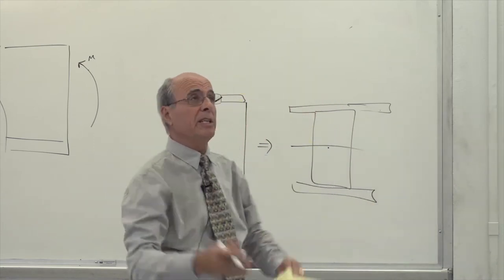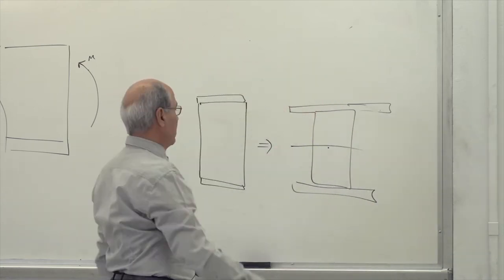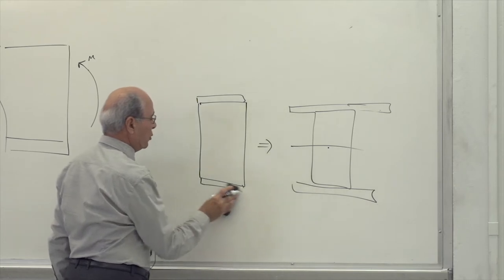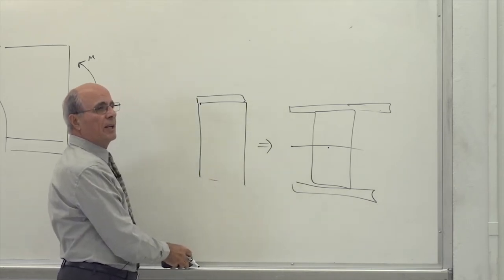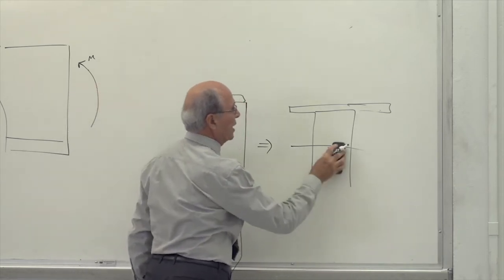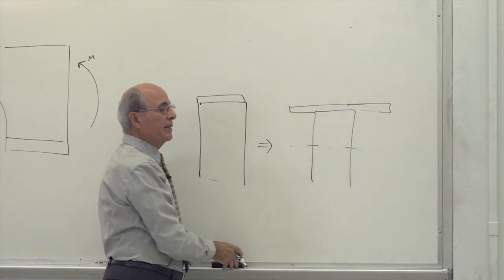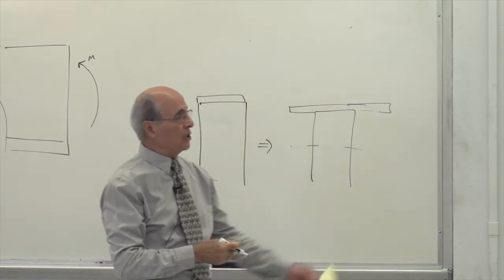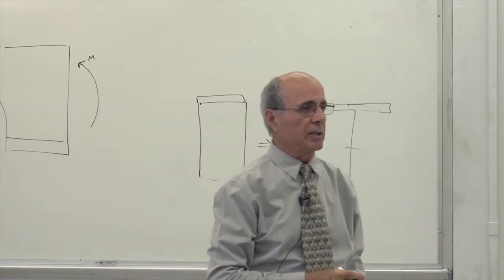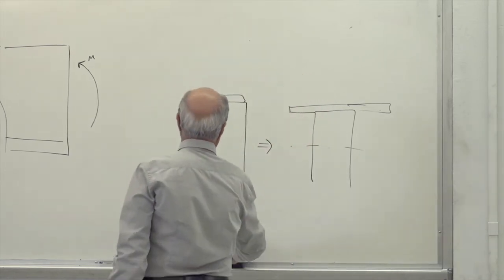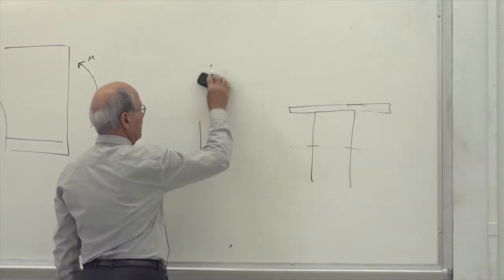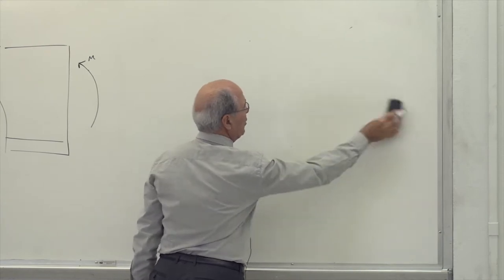However, as I said here, I don't want to touch the ceiling. Sometimes we do this, yes? If we do that, then we don't have that one. Does everybody understand? Then the system becomes a T-section. I'll show you the T-section already.